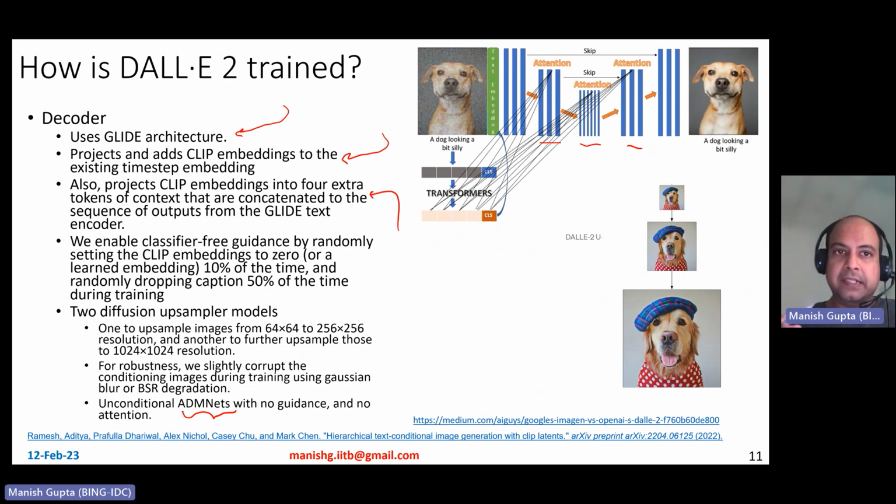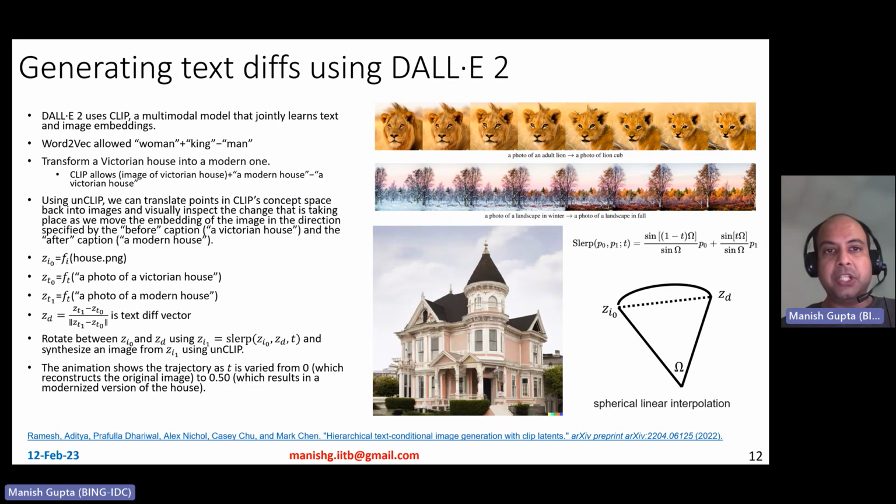Besides the diffusion decoder model, they also have 2 diffusion upsampler models. One is to upsample the output from the primary diffusion decoder model from 64 by 64 to 256 by 256, and the other one is used to upsample it further to 1024 by 1024 resolution. For robustness, the input is slightly corrupted for these upsampler models by conditioning images during training using Gaussian blur or BSR degradation. Upsamplers essentially use unconditioned ADM nets with no guidance and no attention at all. So this is how an upsampling operation happens, and finally what you end up with is a high resolution image.